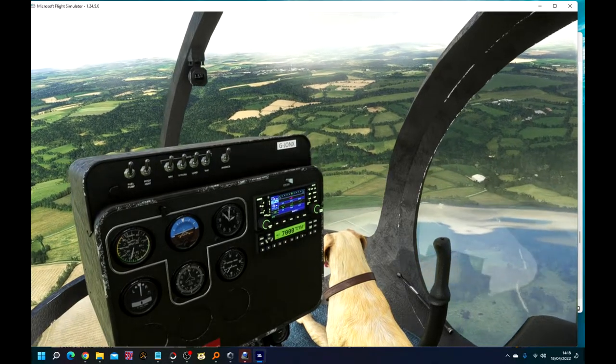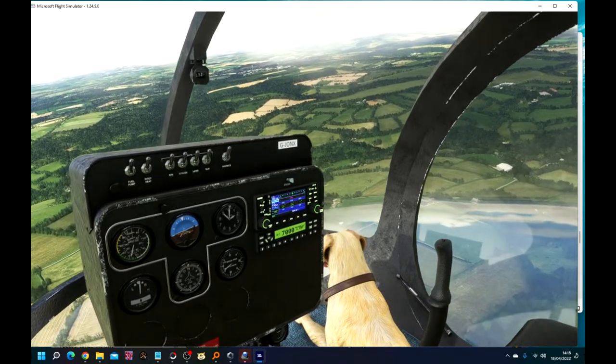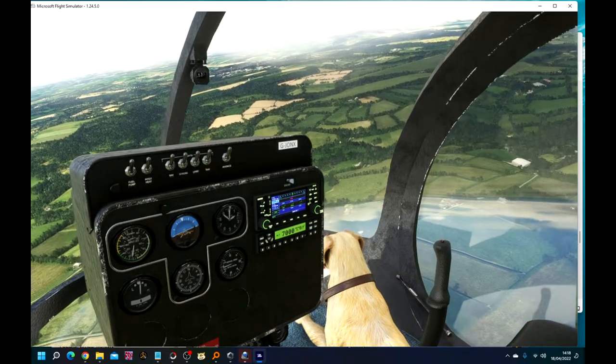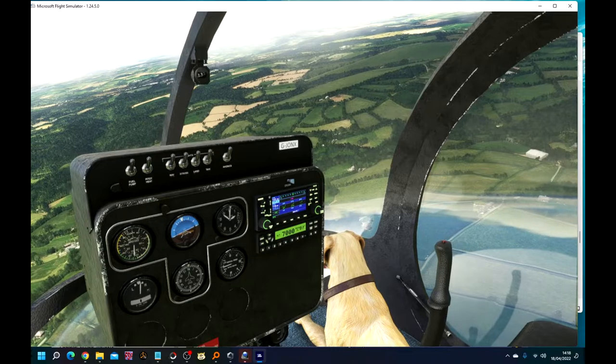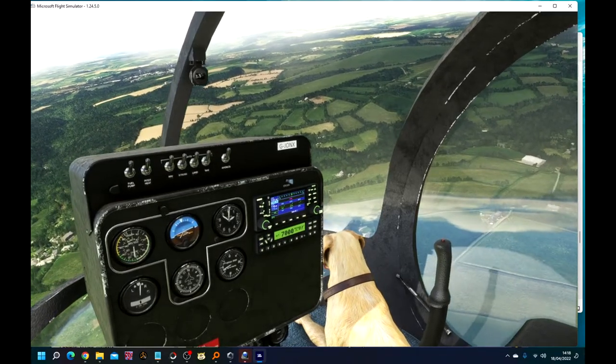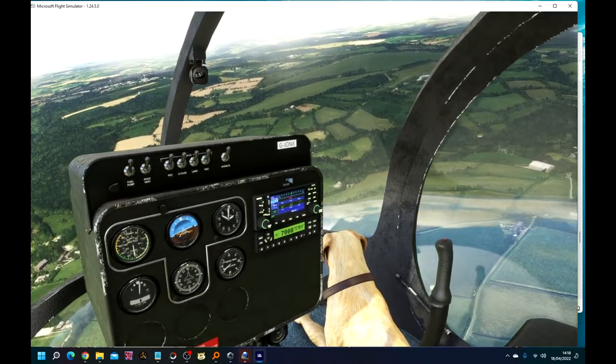There is a payware version of the Optica. Both versions are good. I prefer the freeware version. So we make a turn onto final. Some flaps out.